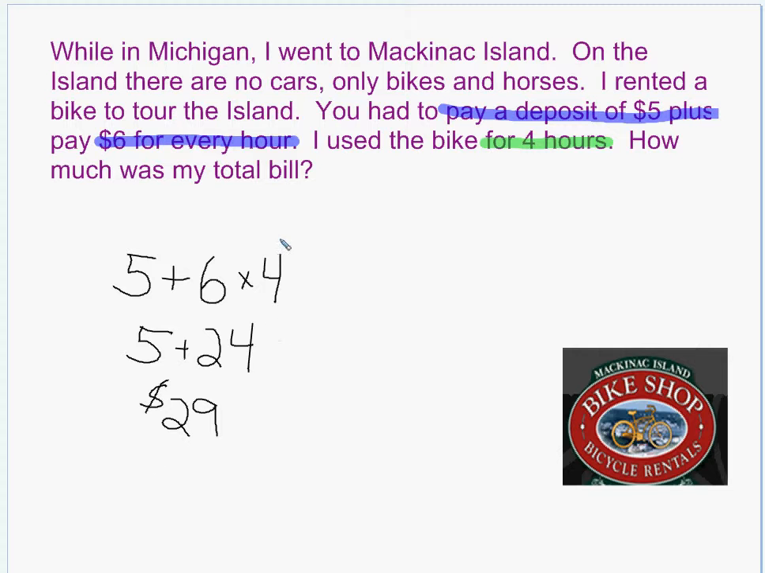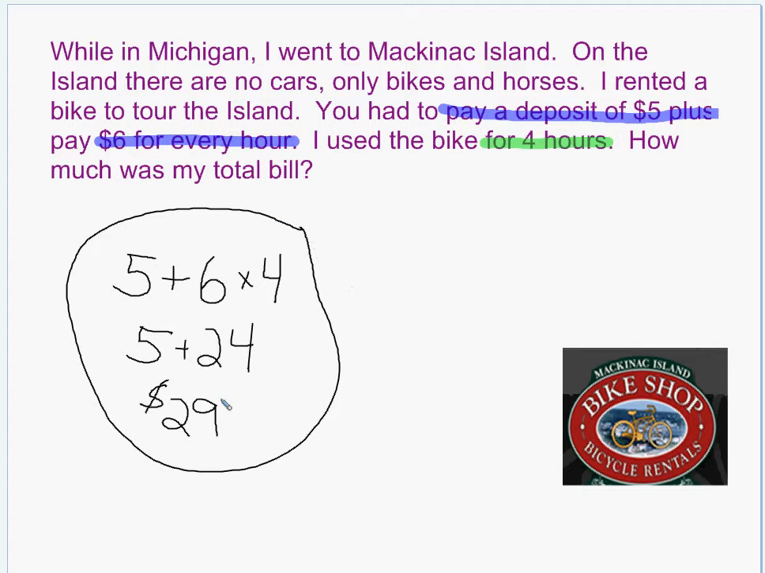Now, if you would have done this with no regard to the order of operations, you would have come up with $44, and you would have had a lot of angry customers. So the order of operations is very important: $29 to rent the bike. Or on the other hand, if you were renting the bike and they charged you $44, then you could give them a lesson in order of operations.